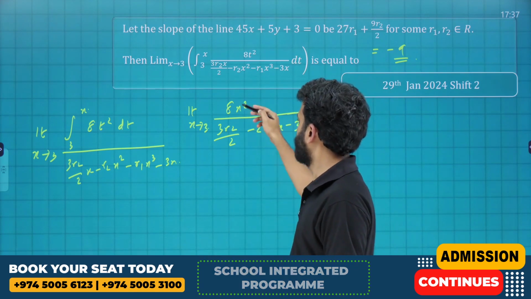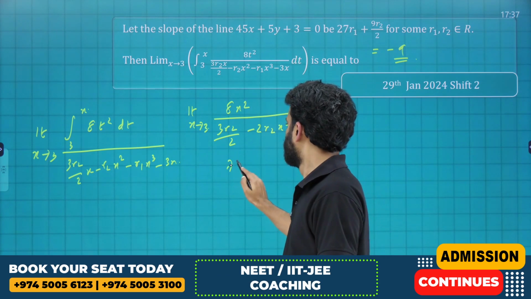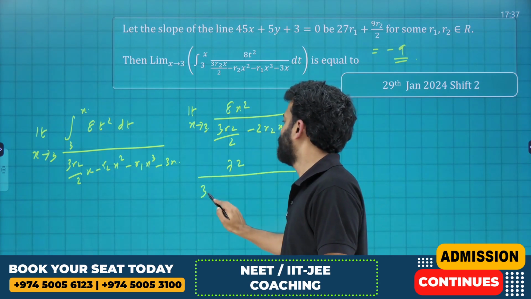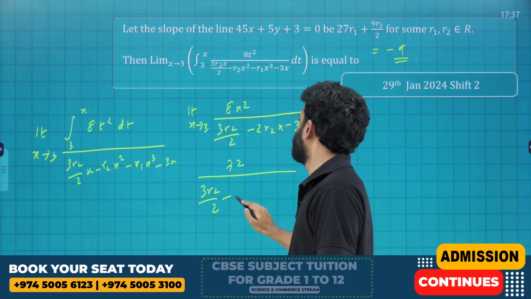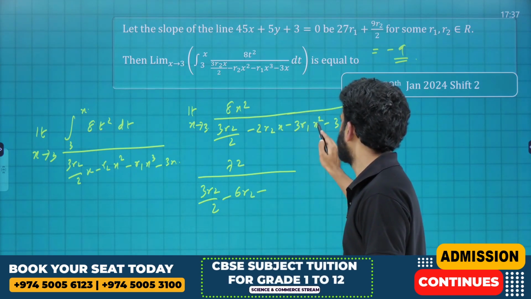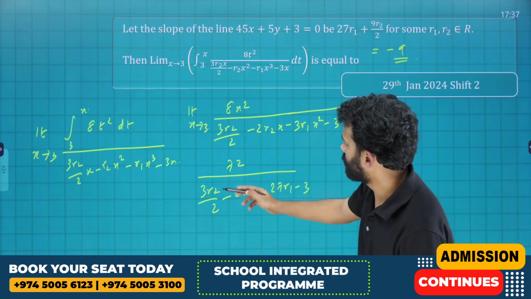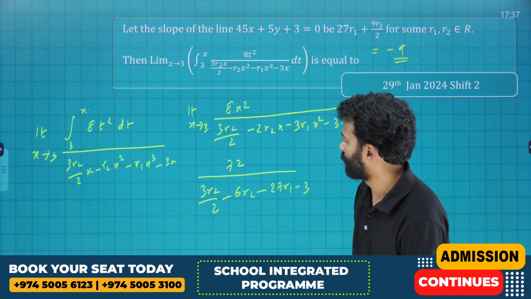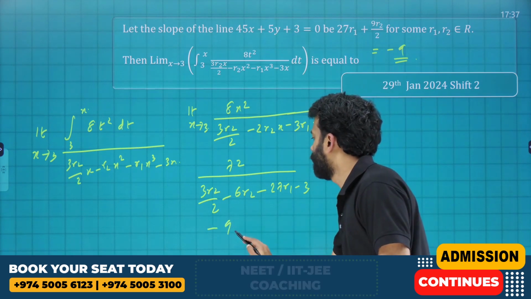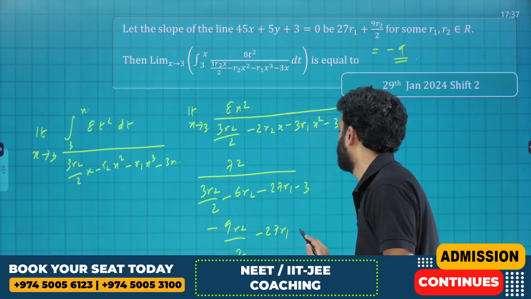Okay, if you apply 3 over here and here as well, that is 8 into 3 square becomes 8 into 9, that is 72. 72 divided by 3r2 by 2 minus 6r2 minus 27r1 minus 3. So what is 3r2 by 2 minus 6r2? That is minus 9r2 by 2, okay, minus 27r1 minus 3.